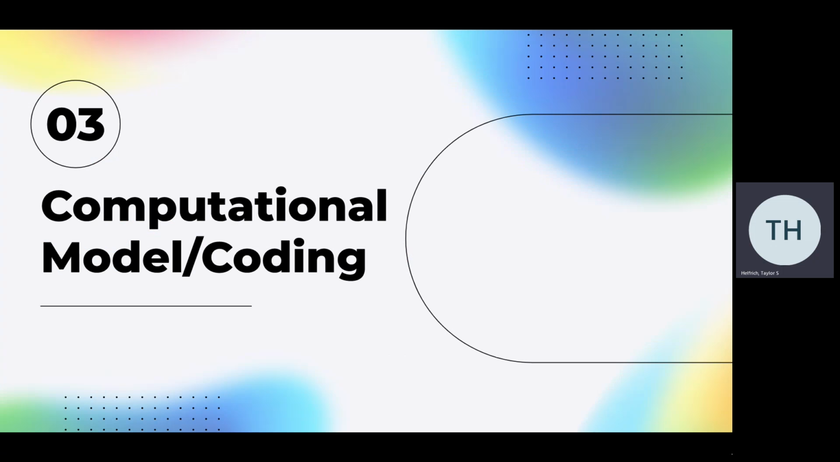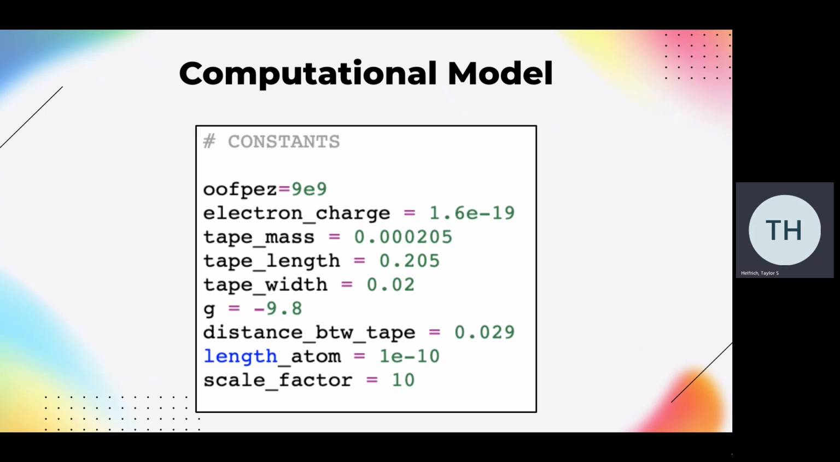So moving into the computational model, we actually utilized a lot of the same information in GlowScript and first went into creating the constants where we have the electron charge, the tape's mass, length, width, g, as well as the distance between the tape.